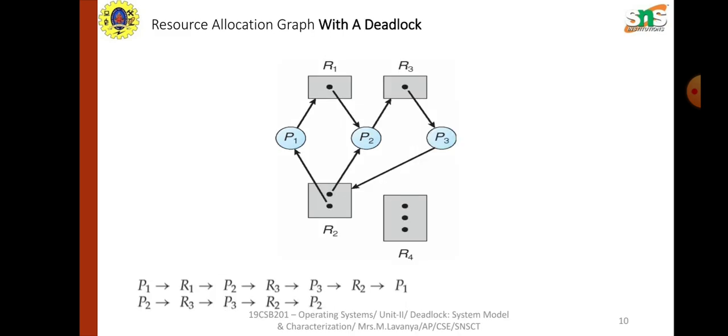Now let's see how we can detect the occurrence of deadlock from a resource allocation graph. This is nothing but when a cycle forms on this resource allocation graph, then we can say there is an occurrence of deadlock.